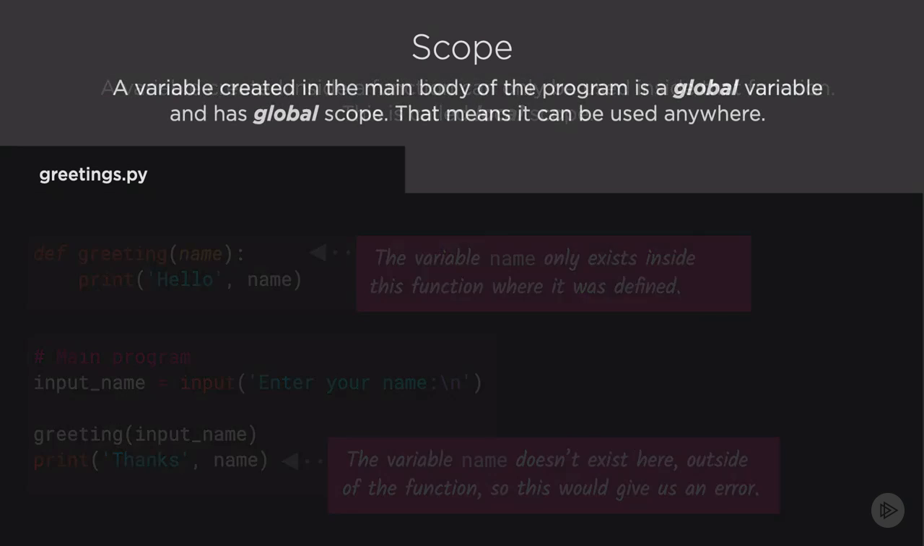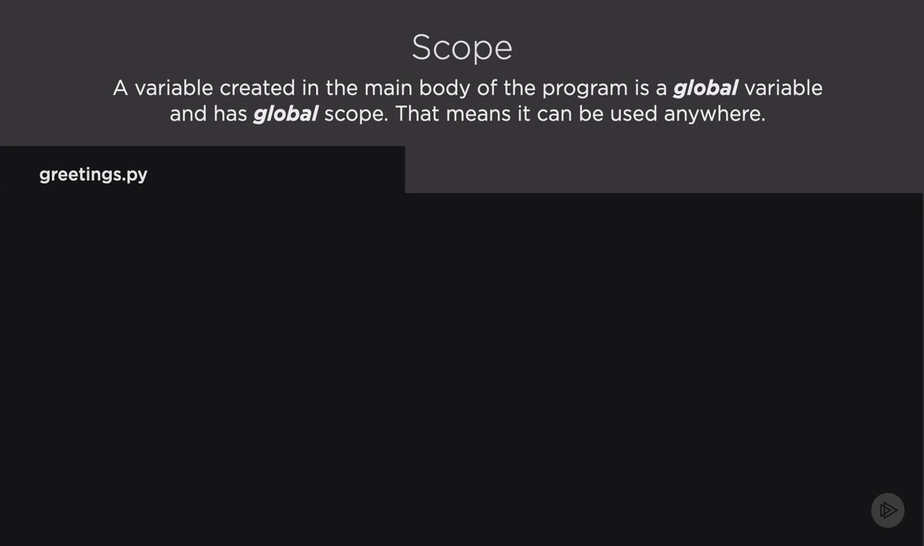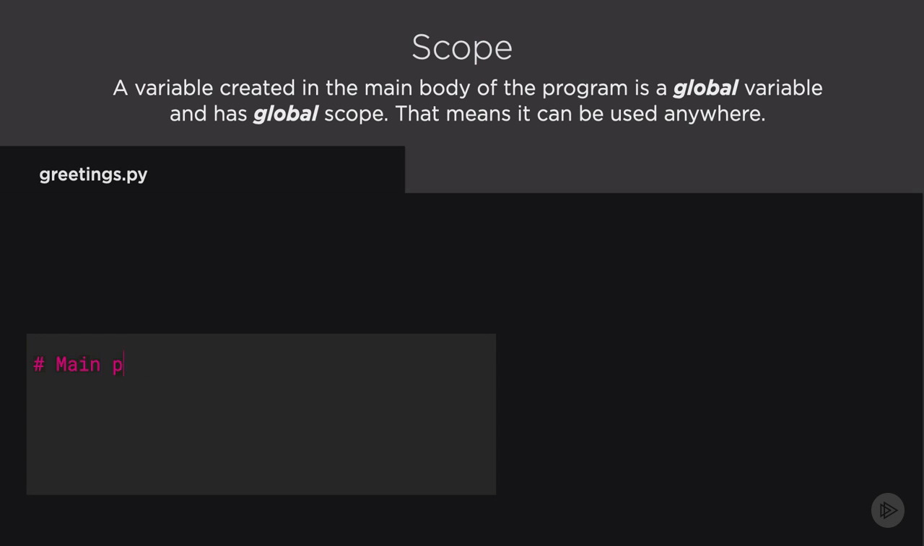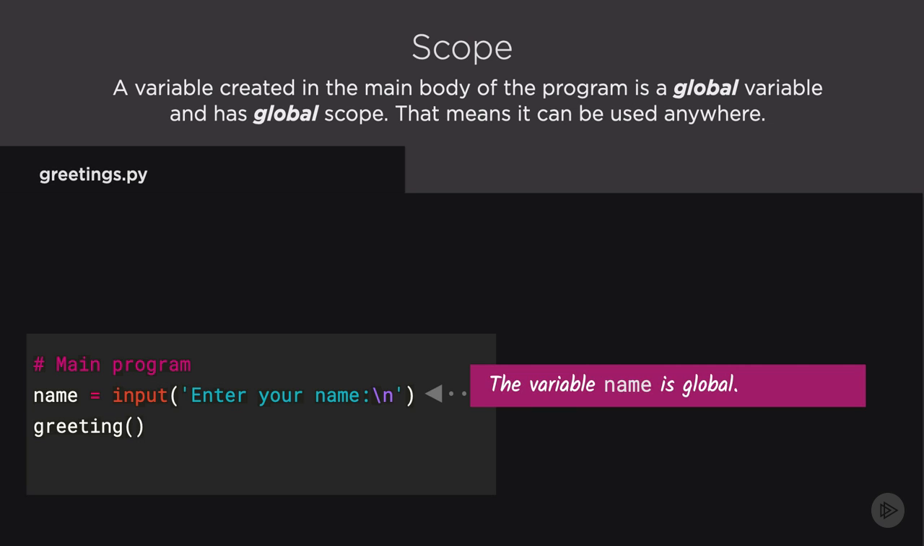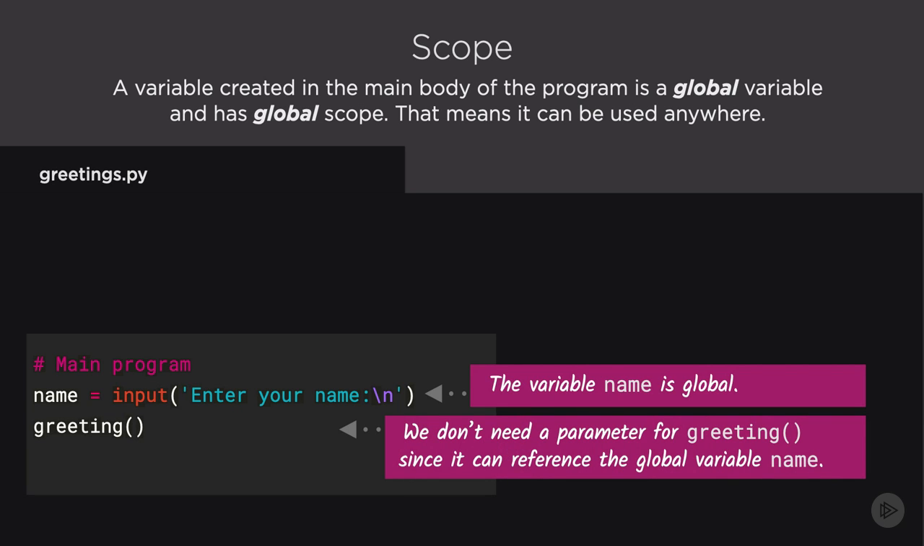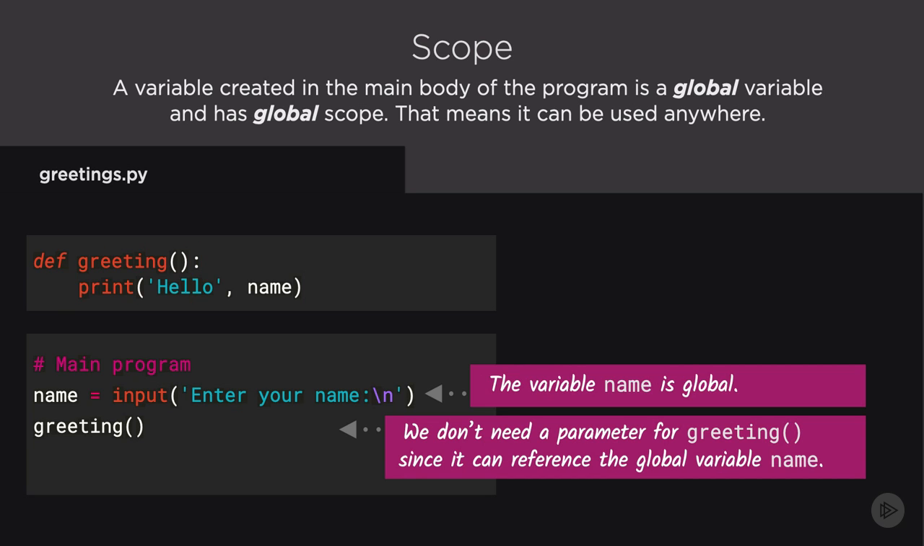If a variable is created in the main body of the program, it is a global variable and has global scope. That means it can be used anywhere. Here, let's rewrite the main program with the variable name defined on the first line, which means the variable name is global. Then we changed our greeting function not to have a parameter. Instead, it just references the global variable name.